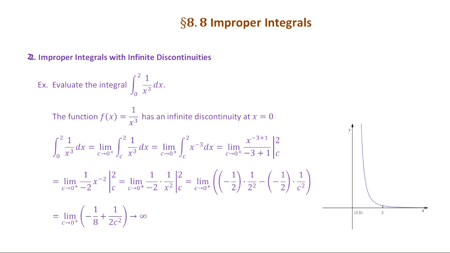Okay, so what we get is the limit of negative half times 1 over 2 squared if we plug in 2 for x, and minus negative 1/2 times 1 over c squared if we plug in c for x, and then you take the limit with c approaching 0 from the right. So the first term ends up with negative 1/8. Okay, 1 over 2 squared is 1/4, and multiplying by negative half, we get negative 1/8.